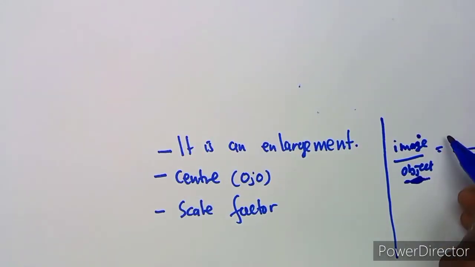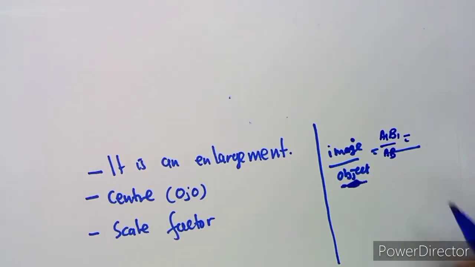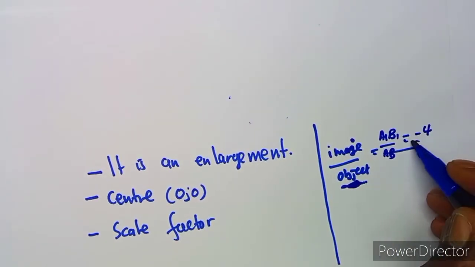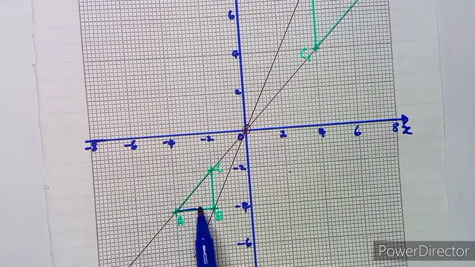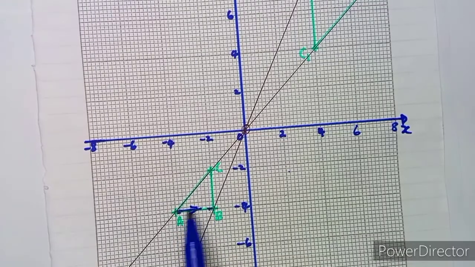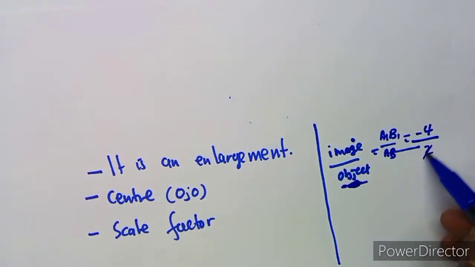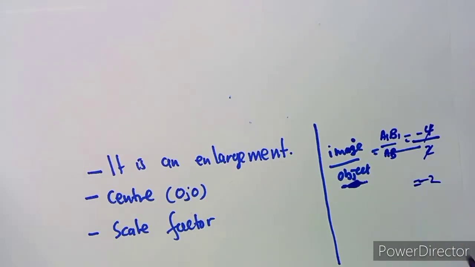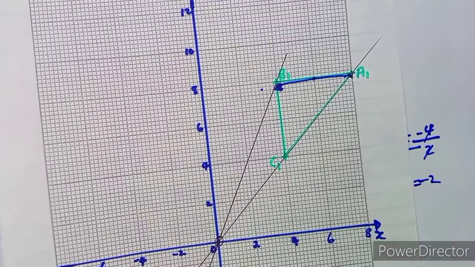So A1B1 over AB. A1B1, we said it's -4, going to the left, over AB. From A to B, take note of the direction. I'm going to the right, so it's positive. A to B, how many units? It's 2 units, a box is 2 units. So if I divide, I obtain -2. I can even prove it, just as long as you are working with the image.